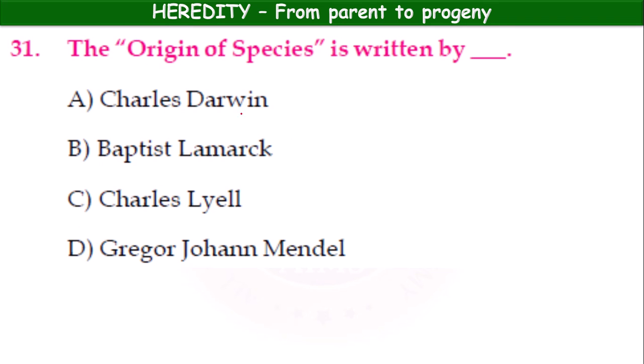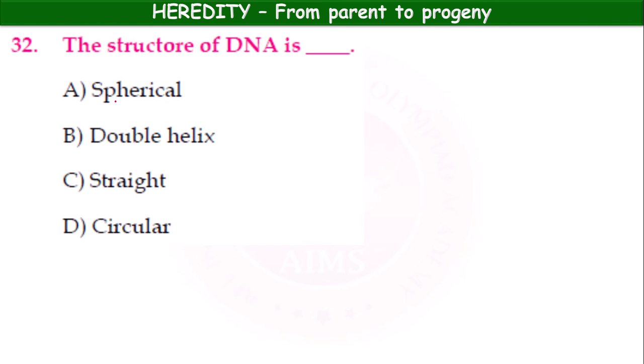The Origin of Species is written by Charles Darwin, Baptist Lamarck, Charles Lyell, or Gregor John Mendel. Charles Darwin wrote the book Origin of Species. His evolution theory is also taken from this Origin of Species. Option A.